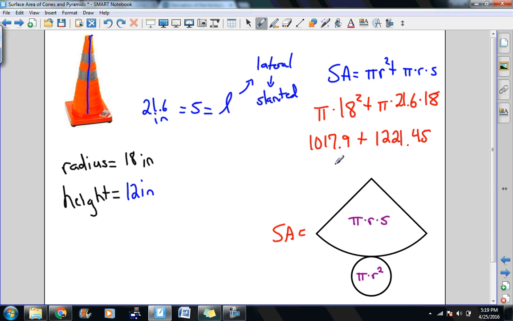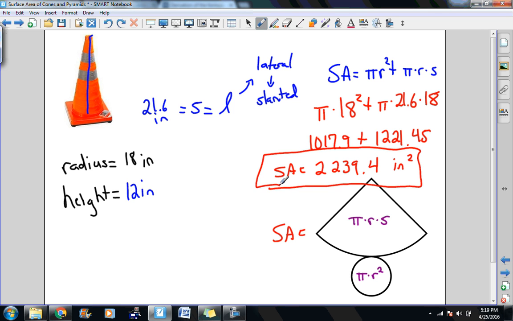Now I simply add those two things together, and I get a total surface area of 2,239 and about 4/10, and this would be inches squared.